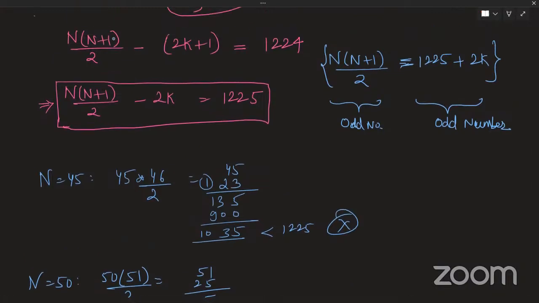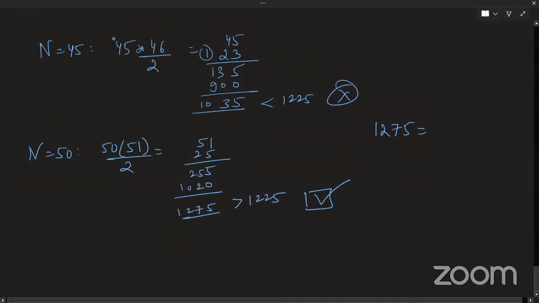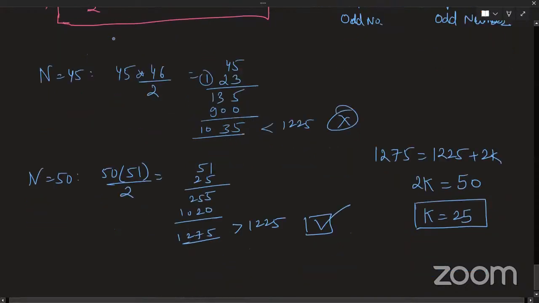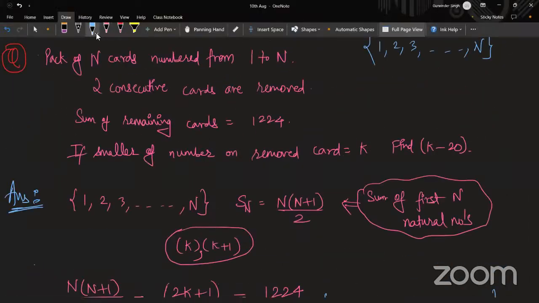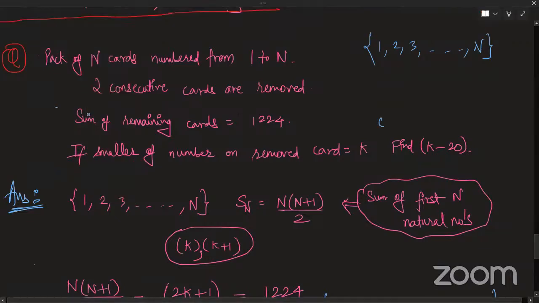So can I substitute the value of 50 here? When I substitute 50, 1275 is equal to 1225 plus 2k. So what is the value of 2k that I get? It is 50, right? So what is the k value? 25. So the value of k is 25. So what is the value of k minus 20? 5. Yes, correct. 5 is the correct answer.